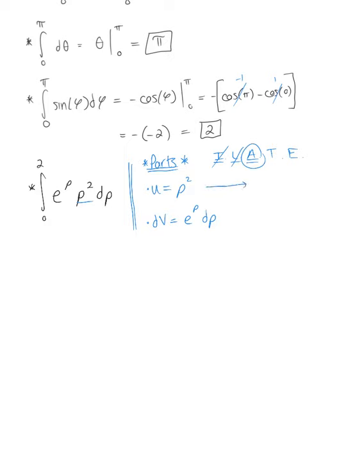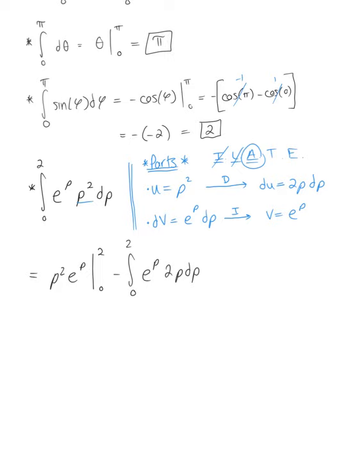And so from u, we differentiate to get du, which is 2 rho d rho. And then from dv, we integrate to attain that v is equal to the natural exponential raised to the rho. And so plugging this in, we have u times v, which we evaluate from 0 to 2, minus the integral from 0 to 2 of v du. So we have the natural exponential raised to the rho times 2 rho d rho. So we're going to need to use integration by parts a second time here.